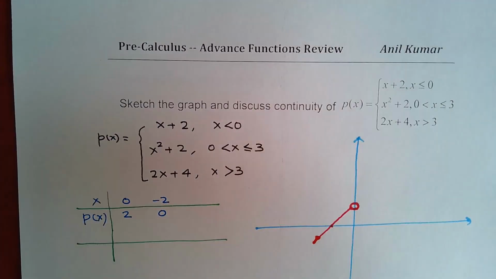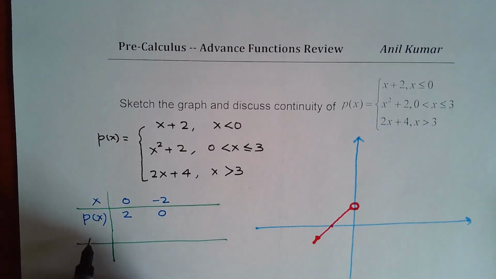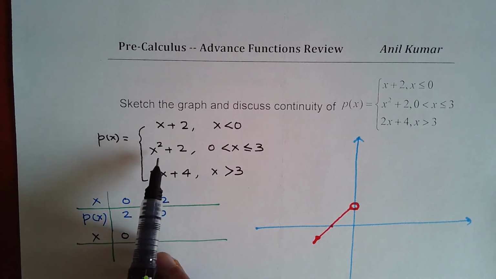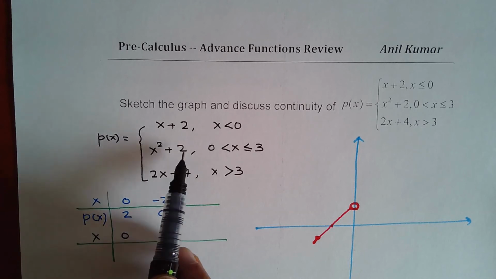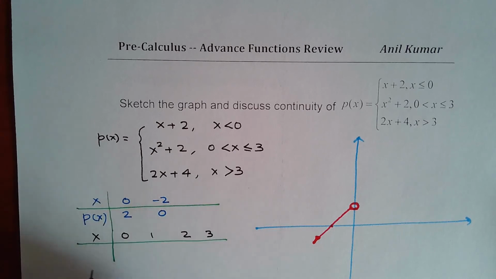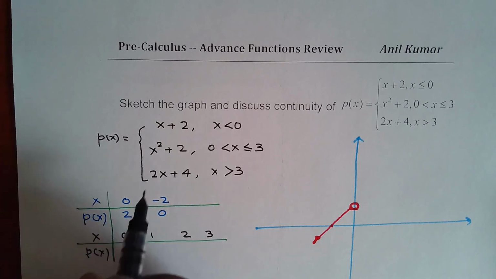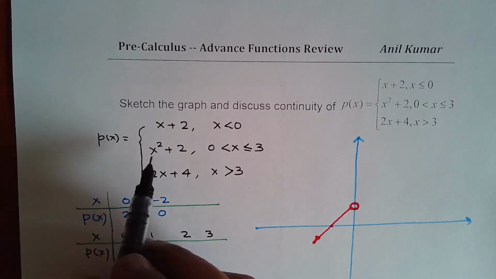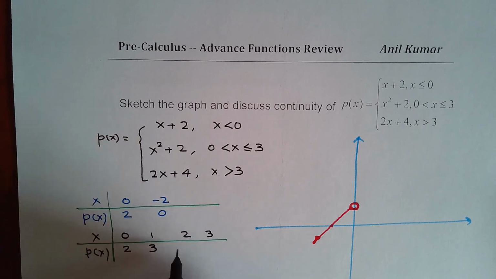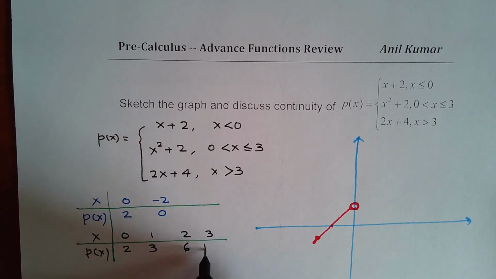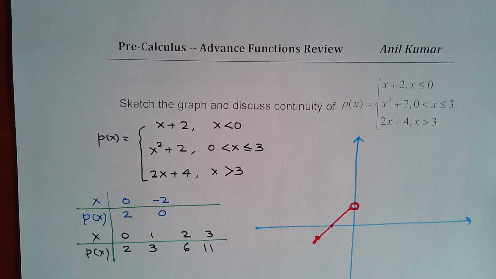Now let's do the next part, which is when the x value is between 0 and 3. So we'll take x value of 0. And since this is a parabola, it is a good idea to take values in between also, right? So we'll take 0, 1, 2, and 3. For p of x, if I substitute 0 here, I get 2. If I substitute 1 here, I get 3. If I substitute 2, 2 squared is 4, 4 plus 2 is 6. And 3 squared is 9, 9 plus 2 is 11. So these are the values.